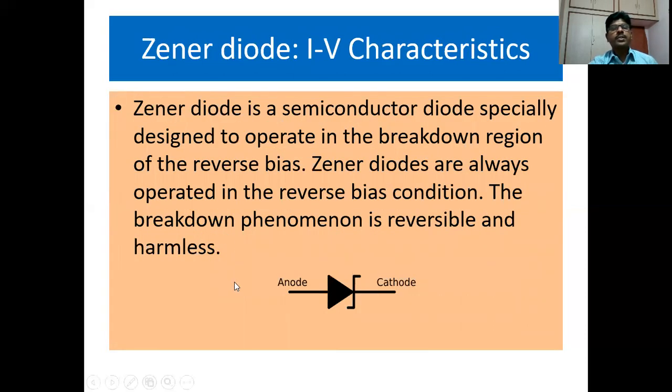Now we can see the IV characteristics of a Zener diode. What is a Zener diode? A Zener diode is a semiconductor diode specially designed to operate in the breakdown region of the reverse bias. Zener diodes are always operated in the reverse bias condition. The breakdown phenomenon is reversible and harmless. This diagram over here is that of a Zener diode.